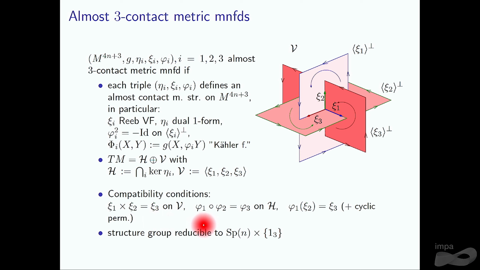Right, phi1 composed with phi2 is phi3 on the horizontal space, which you can't see here because I'm only depicting the three-dimensional vertical space. And phi1 maps psi2 to psi3 plus any cyclic permutations coming from these conditions. Right, and obviously the horizontal space is the orthogonal complement of the vertical space, which you can describe as the intersection of the kernels of the three dual one forms. Okay, the structure group then, by the way, is reducible to SPn times unit in this three-dimensional vertical space. Good. So this is the world of almost free contact manifolds.